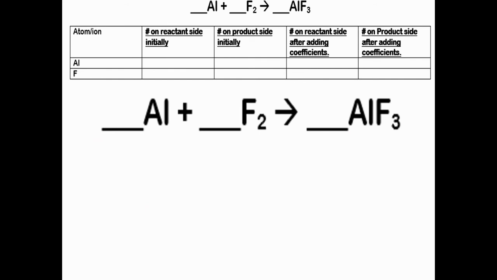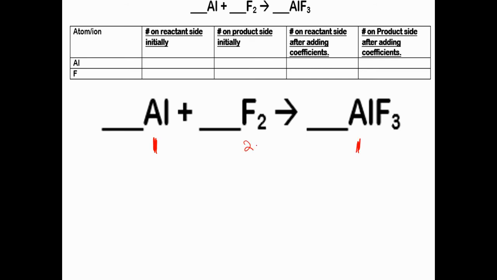So let's try this one out here. Let's start off by counting first. I always count. Sometimes I might give you a reaction and it's already balanced, so if you start balancing from the get-go, you're just doing more work than you need to do. So here I have 1 aluminum, and on the other side, I have 1 as well.